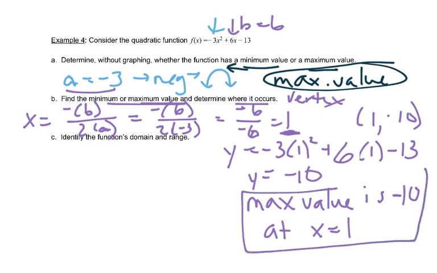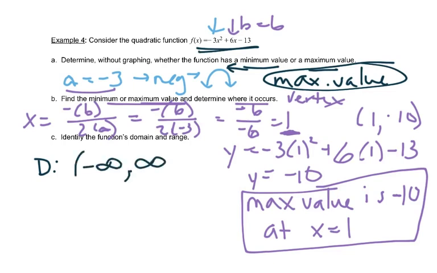Maximum value is -10, happens at x equals 1. And finally it wants the domain and range. So again, the domain, there's no fractions, there's no square roots. So the domain is -infinity to +infinity.